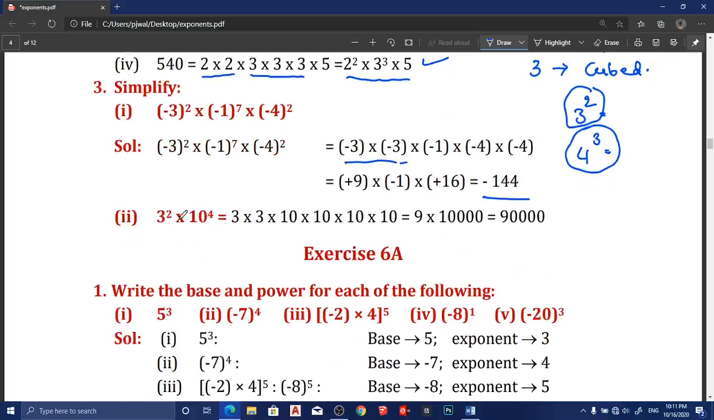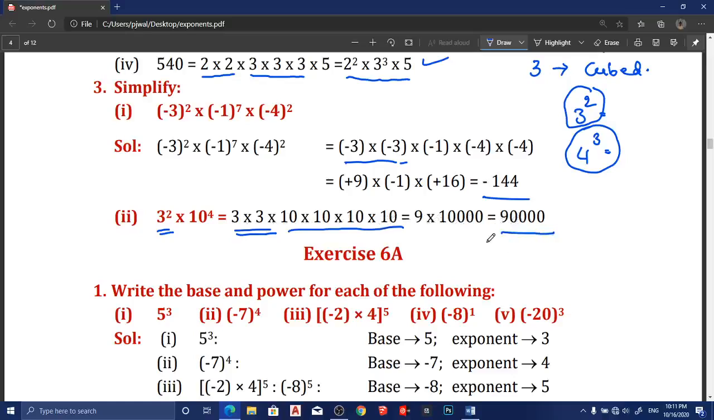If you take 3 square into 10 raised to the power of 4, 3 square means what? Multiplying 3 two times. 10 to the power of 4 means multiplying 10 four times. So 3 threes are 9, and here it is 10,000. So 9 into 10,000 is 90,000.